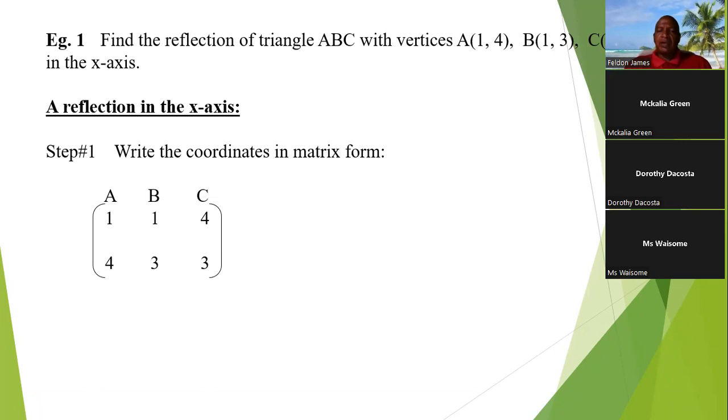All right, so what we are going to do, we are going to multiply this matrix here by that reflection matrix. And so when we're multiplying by the reflection matrix, we are going to pre-multiply by the reflection matrix. What do I mean by pre-multiply by the reflection matrix? Anybody? Ms. Green, what do I mean by pre-multiply by the reflection matrix?